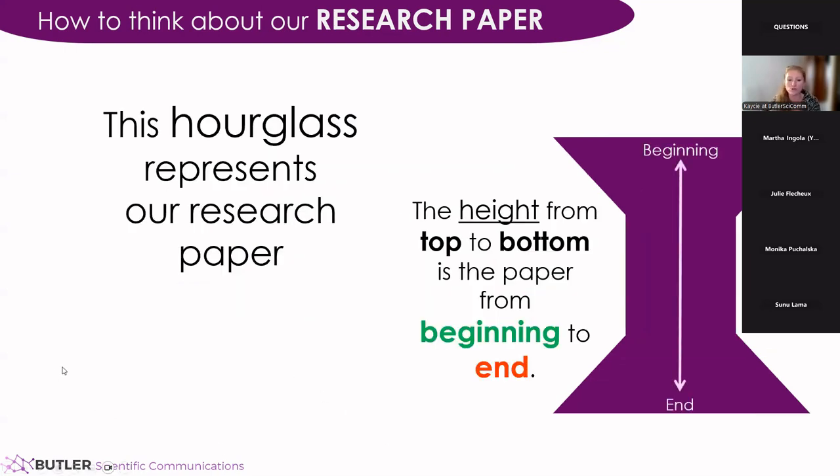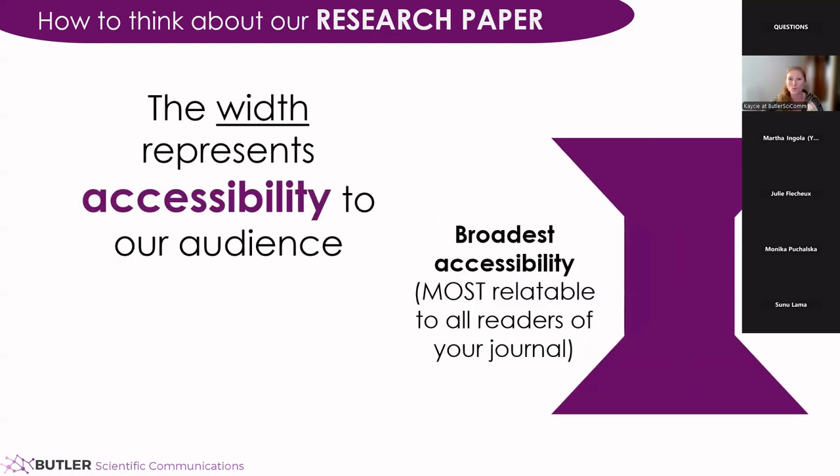And so this represents our research paper, this purple hourglass here that I'm showing you, where from top to bottom, this height is our research paper from beginning to end. Now, one of the things I want to talk to you about here is the width from left to right. This width represents the accessibility of our work to our audience at each point of the paper. For instance, at the top and the bottom here, we have the broadest accessibility.